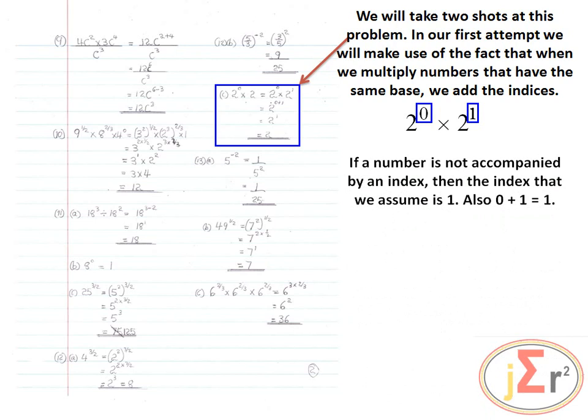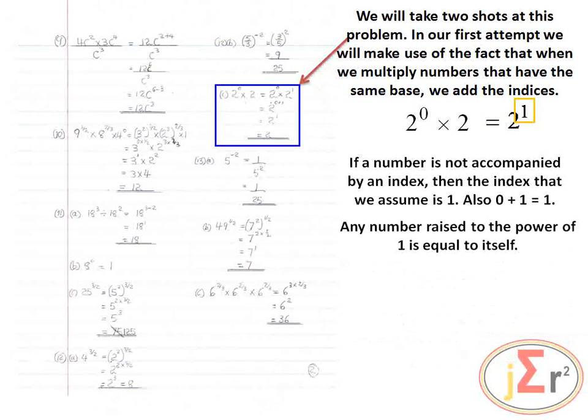Also, 0 plus 1 is equal to 1. So we are adding those indices. Adding the indices is what we do when we multiply numbers that have the same base. So the result is 2 to the power of 1, and any number raised to the power of 1 is equal to itself. And that is all there is to it.